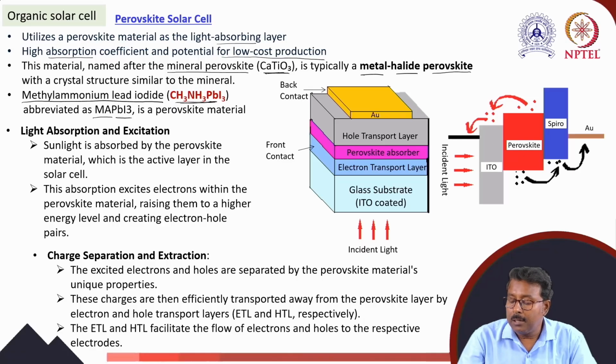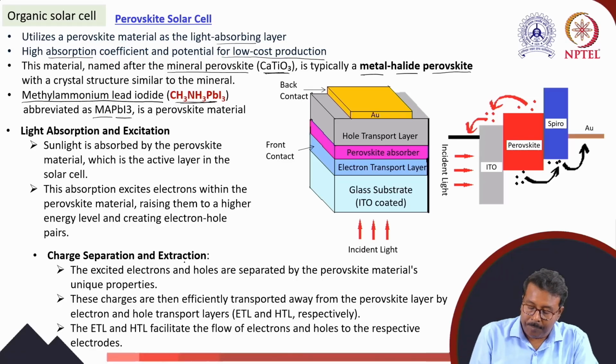Electron-hole pairs are mainly generated in this layer. Electrons come to this contact, and the band position is such that it has no offset. Similarly, the holes also do not face an offset value. So this charge separation and extraction occurs in these transport layers.